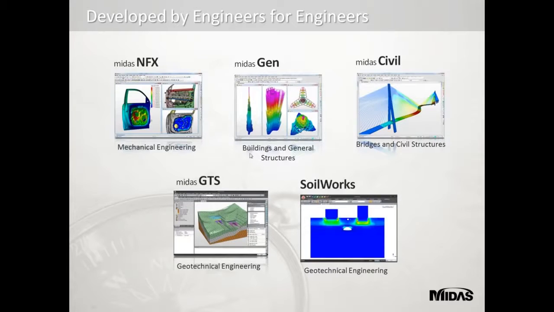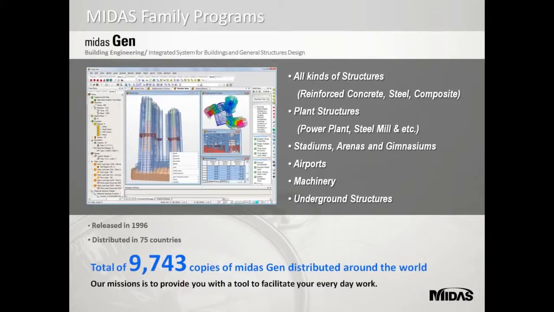And the one that I'm going to talk about today is Midas Gen, which is specialized for buildings and general structures. Midas Gen can handle different types of materials. As you can see, we can use reinforced concrete or steel or composite sections to define and to model our structure. We can also work with different types of structures, such as plant structures, stadiums, arenas, airports, gymnasiums. I mean, Midas Gen can handle multiple types of structures. It's not only for buildings.